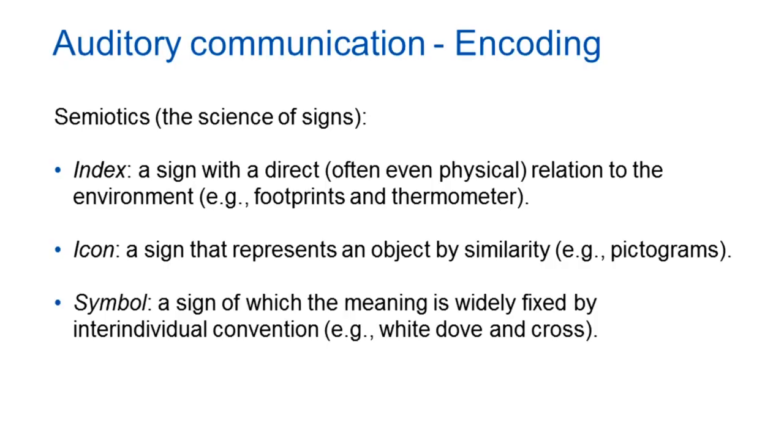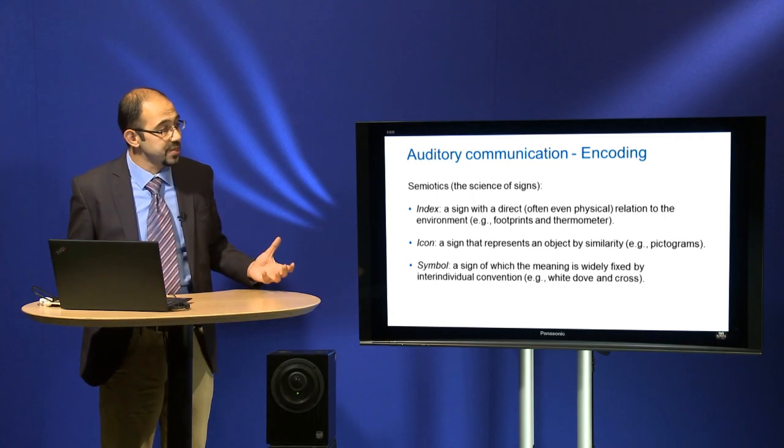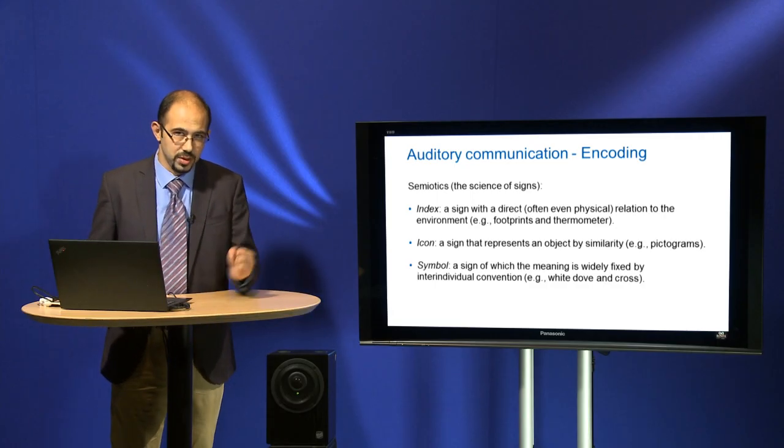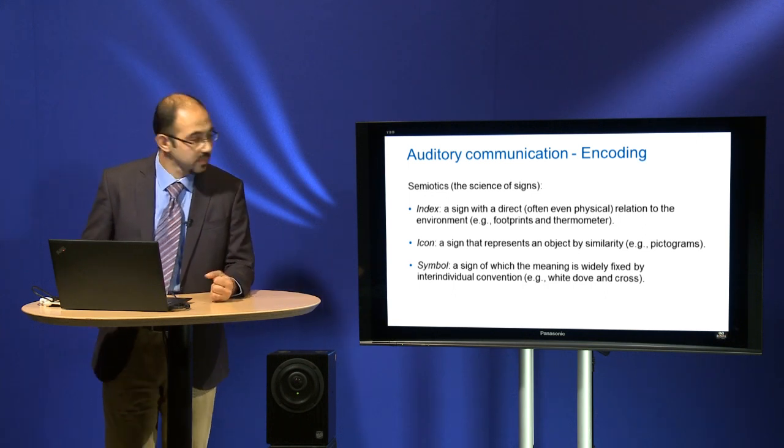And in that case, we have three groups. For example, index can be defined as a sign with a direct relation to the environment or natural aspects. Of course, in that case, direct means often even physical. And for example, footprints or thermometer is a good example for index.